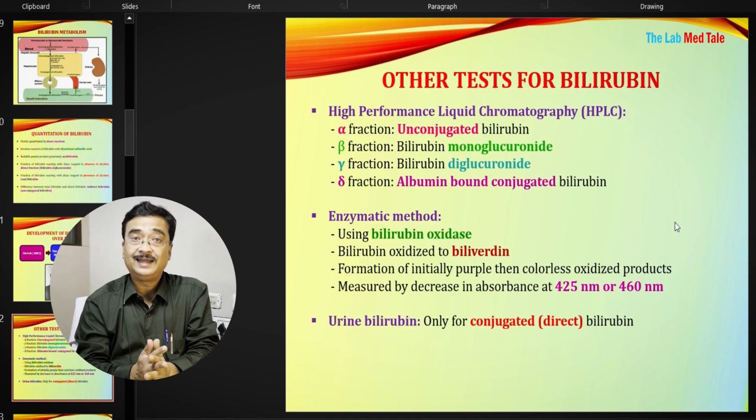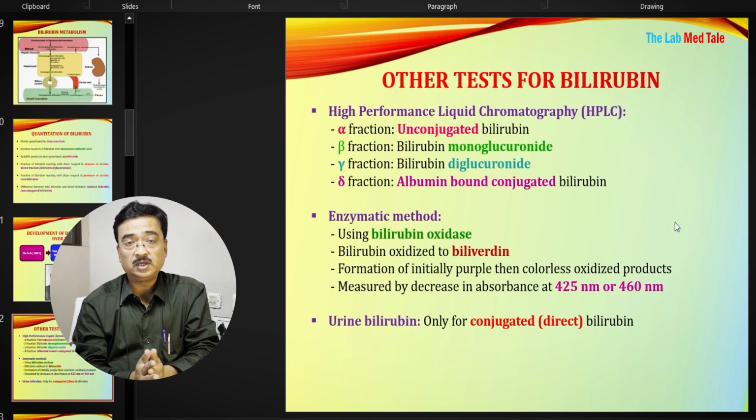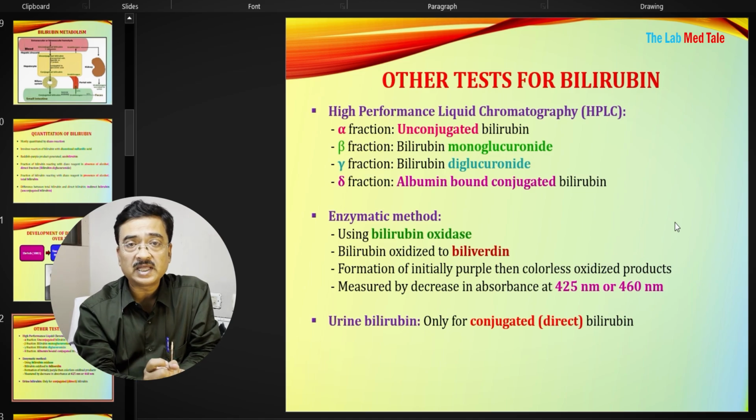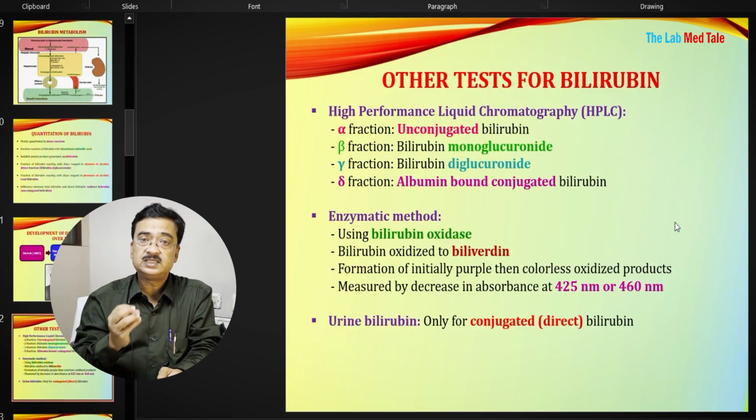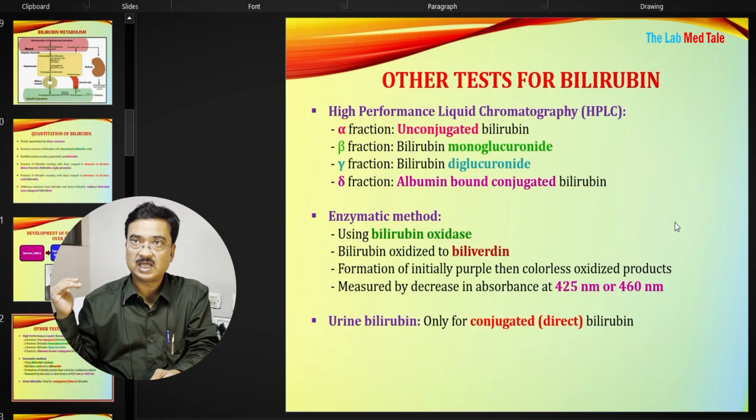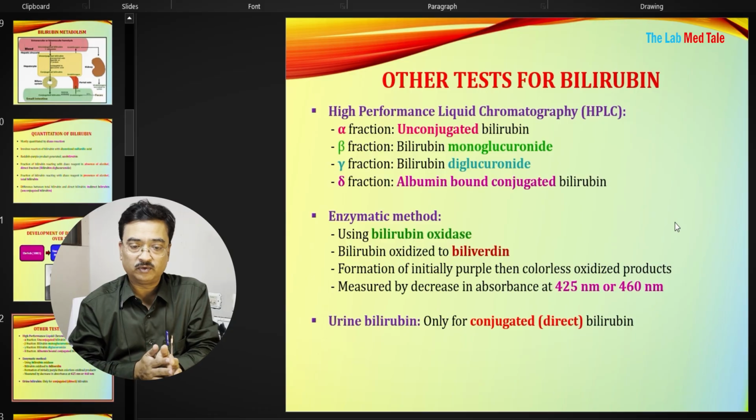And delta fraction is that portion of bilirubin which is actually conjugated with albumin and moving in the blood, about to be taken up by the liver. So these are the alpha, beta, gamma, and delta, the four fractions.